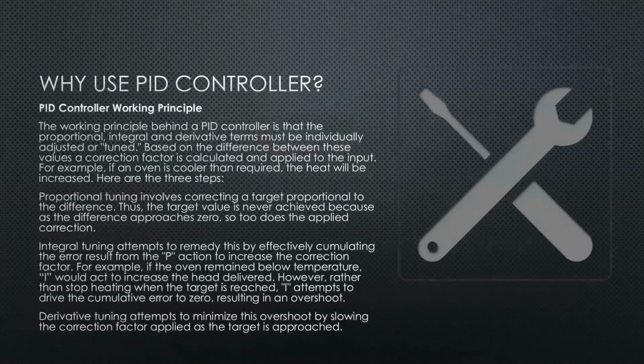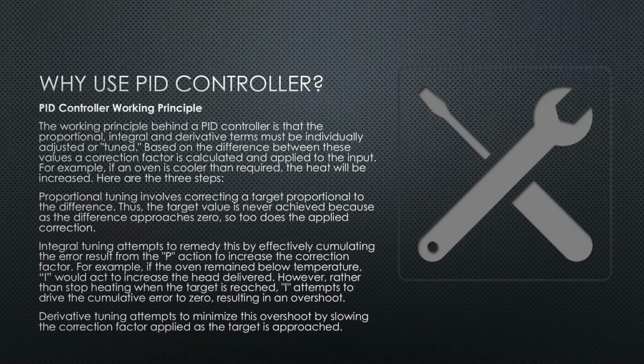Why use a PID controller compared to a P controller? The working principle behind a PID controller is that the proportional, integral, and derivative terms of PID must be individually adjusted or tuned. Based on the difference between these values, a correction factor is calculated and applied to the input. Proportional tuning, or P, involves correcting a target proportional to the difference. Thus, the target value is never achieved because as the difference approaches zero, so too does the applied correction.